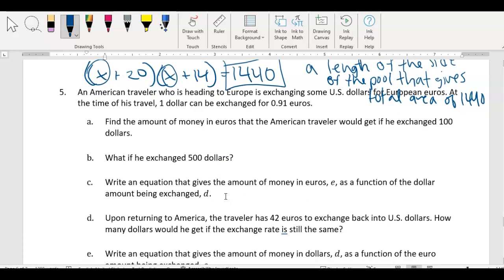An American traveler is heading to Europe, is exchanging some US dollars for European euros. At the time of his travel, $1 can be exchanged for 0.91 euros. Find the amount of money in euros that the American traveler would get if he exchanged $100. So remember, $1 is to 0.91 euros, and we want to figure out if we had $100, how many euros would we get, right? So here, to get there, you're multiplying by 100, right, to get from 1 to 100. So you would do 0.91 times 100, which would give you 91 euros.